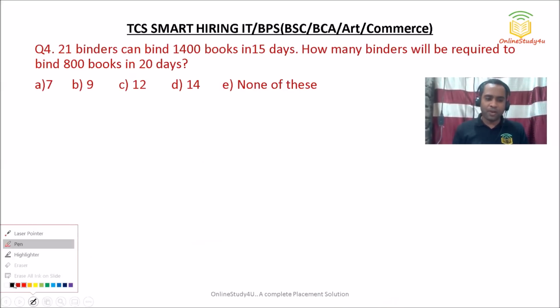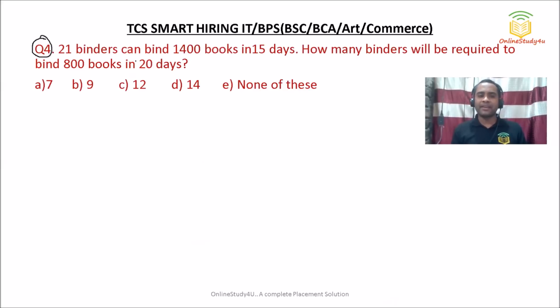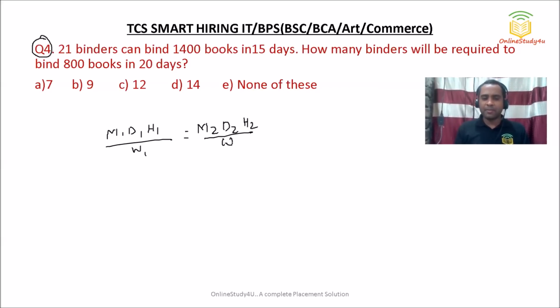Now, question number 4. Question number 4 is a time and work question. 21 binders can bind 1400 books in 15 days. How many binders will be required to bind 800 books in 20 days? So friends, the formula is M1 D1 H1 by W1, equals M2 D2 H2 by W2. If hour is given, then fine, otherwise no problem.